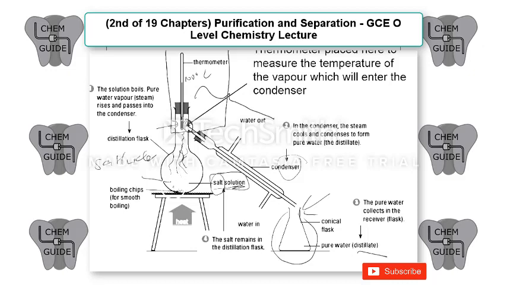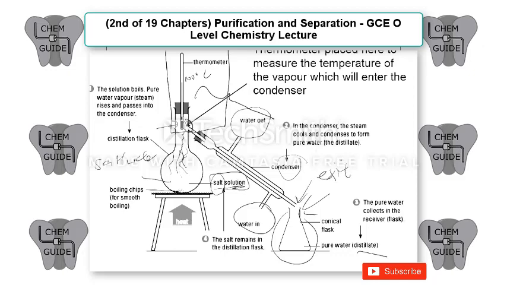We don't want to measure the boiling point of this impure liquid here. Okay. The next thing is the entry of the water. Water enters from the bottom of the condenser and exits from the top of the condenser. Why? Because this is the exit point. This is the exit point of the condenser.